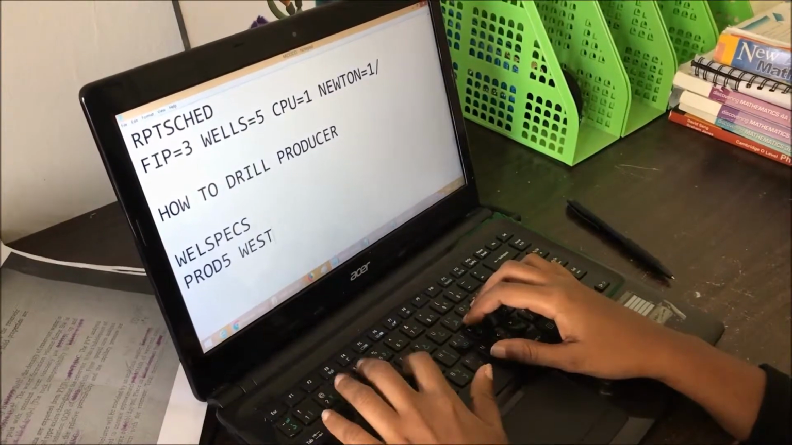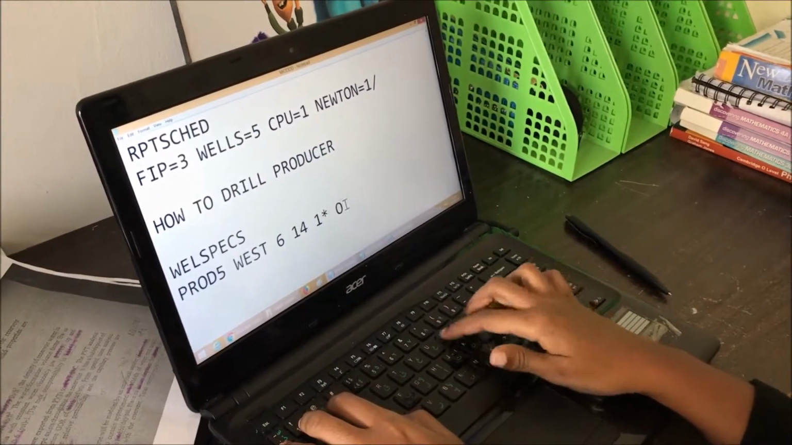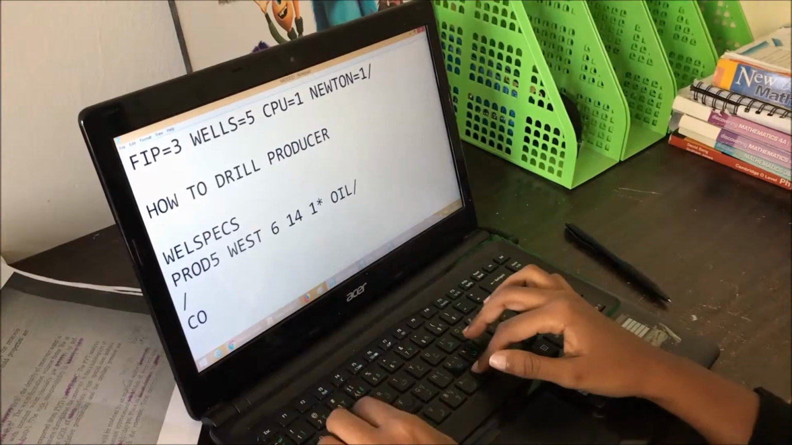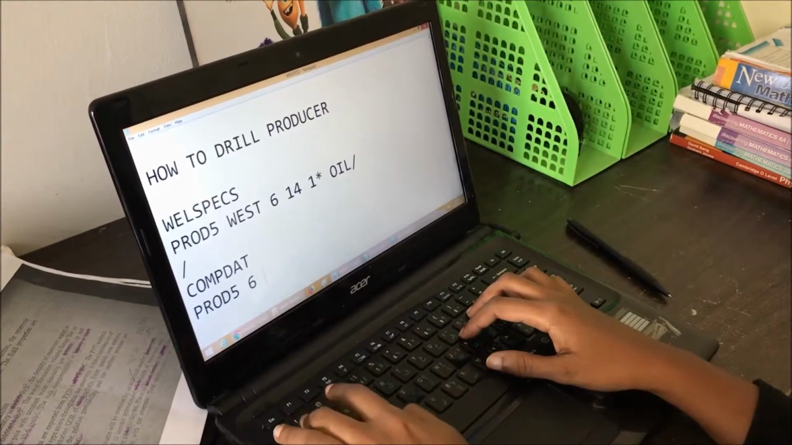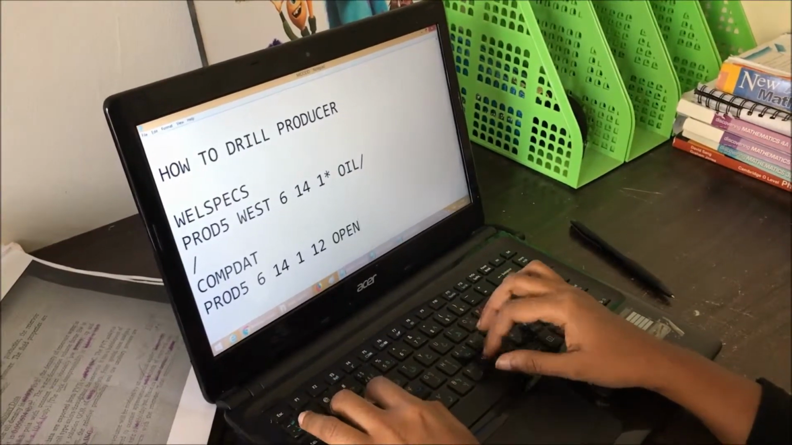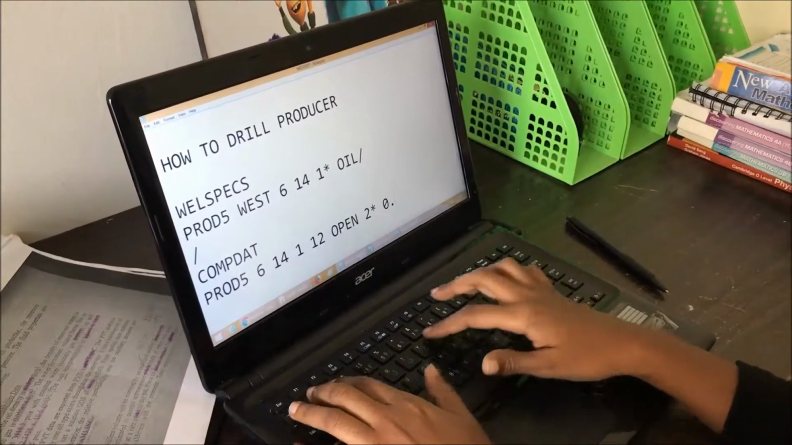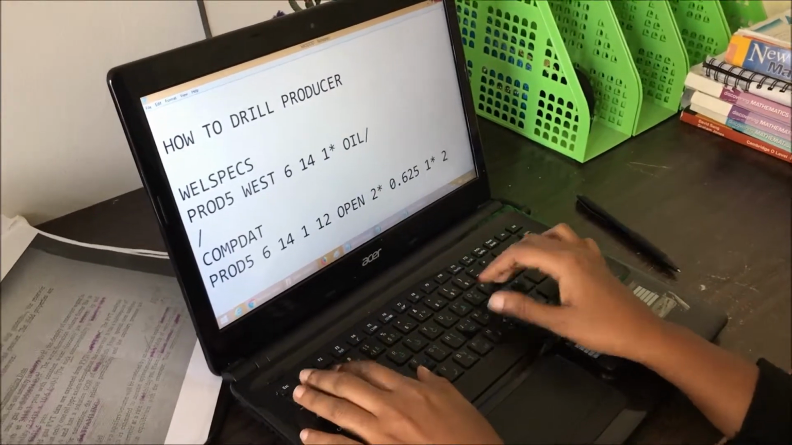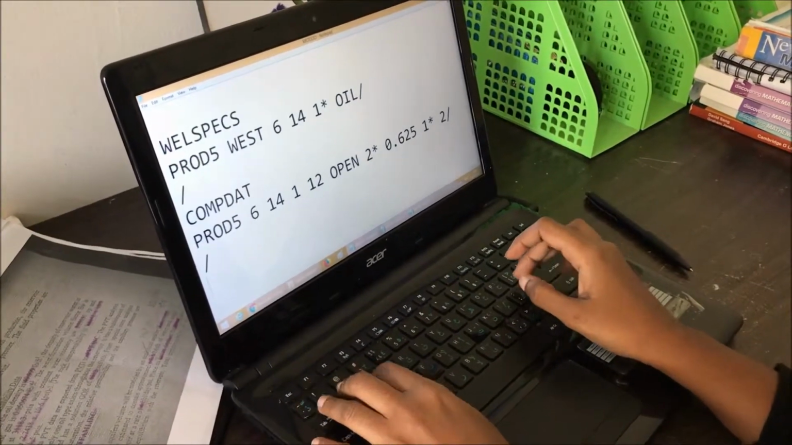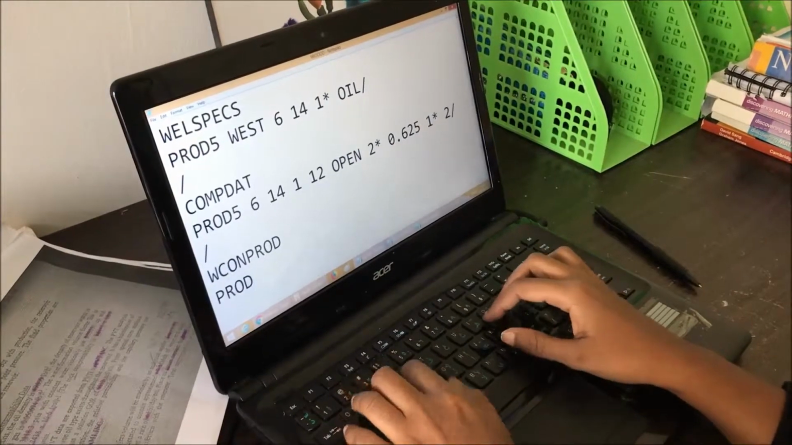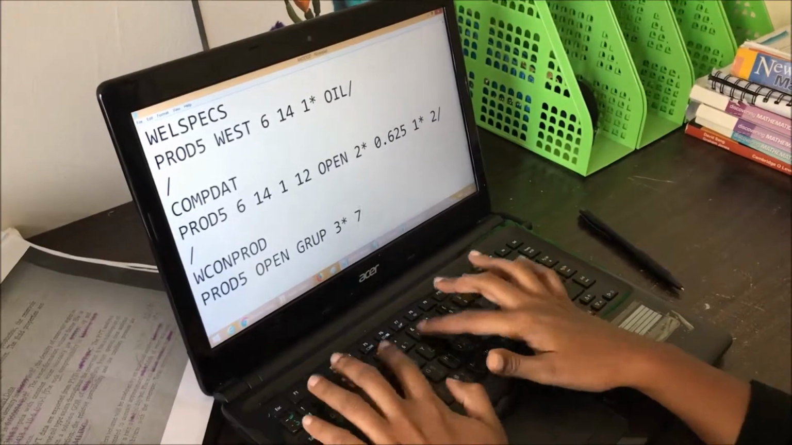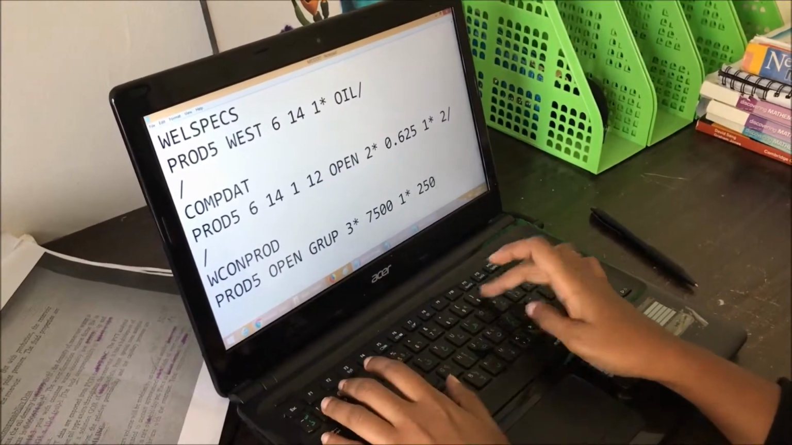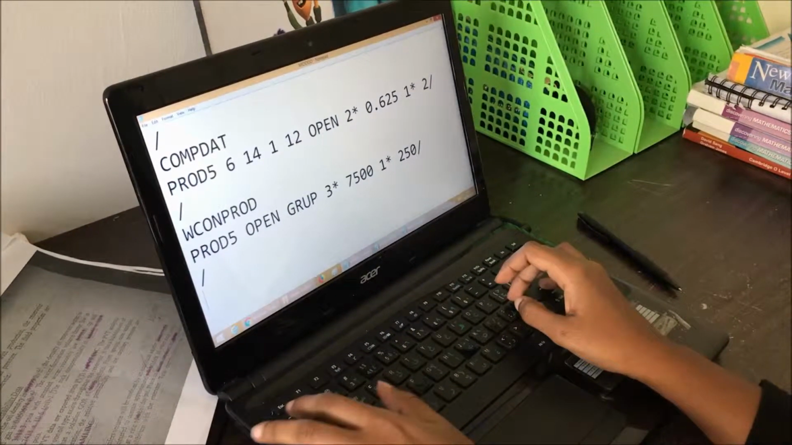The first keyword you're going to include is WELSPECS. So you have the name of the producer that you're going to drill. That's extra. We have producer 5, and for the direction we specified the west. It can be any direction. And then you have your dimensions, where the well is exactly going to be drilled. And you have what kind of producer, which is oil producer. And then you have your COMPDAT, where you're going to list if it's open or shut, or what the status of it is. And you're also going to list your skin factor there.